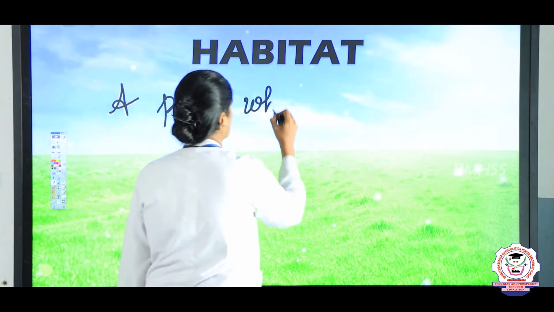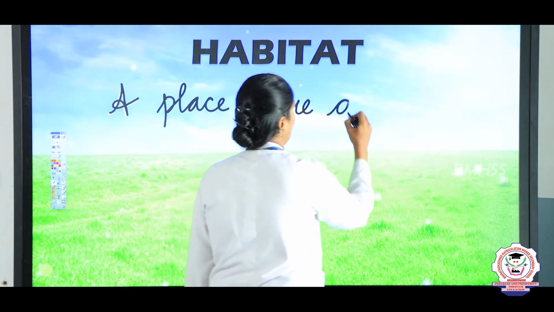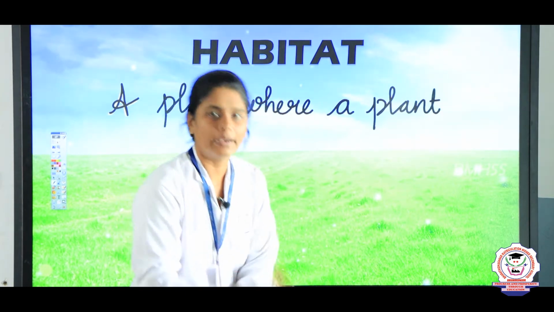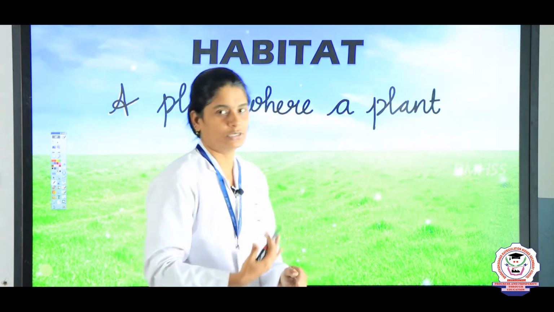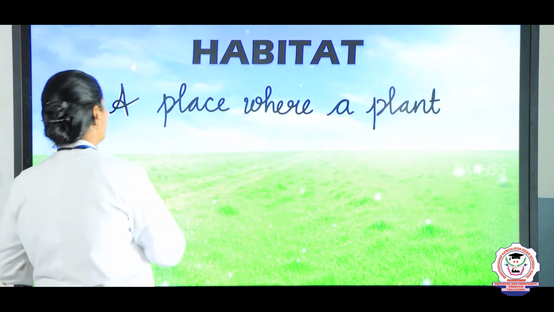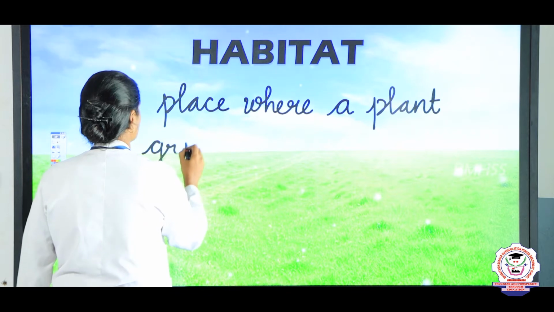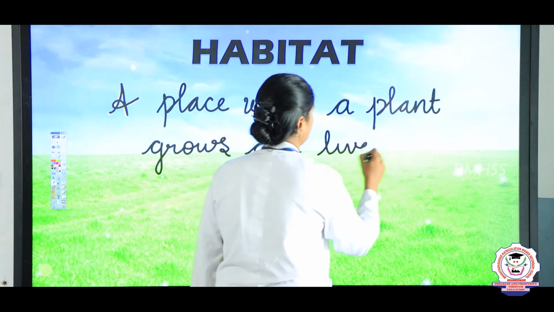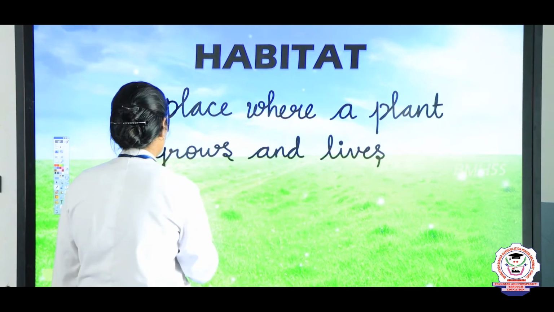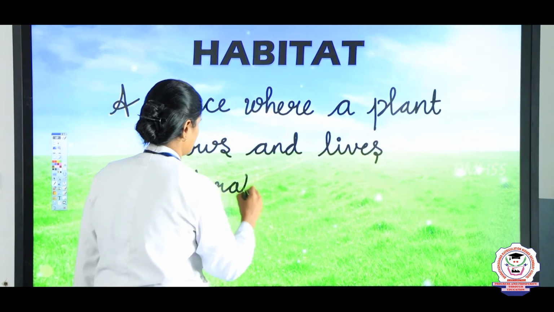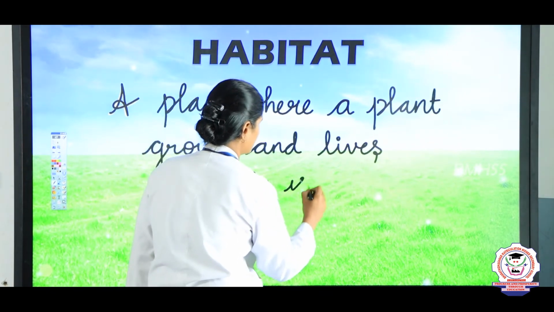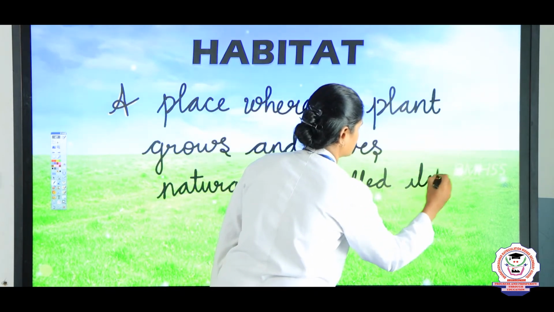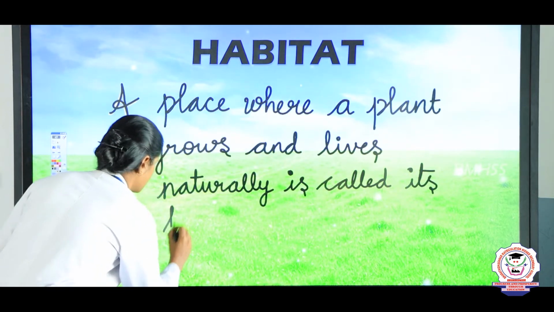where a plant, and not only a plant, even animals also. Where the animals live naturally, that is known as habitat. So a place where a plant grows and lives naturally is called its habitat.